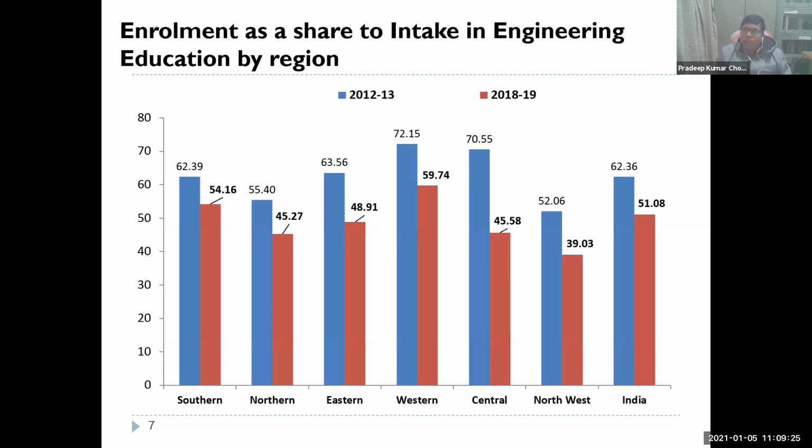Now let us see what kind of crisis I have spoken about. If you see enrollment as a share of intake in engineering education by region, I have said this by region: southern, northern, eastern, western, central, and all that the AICTE classifies.